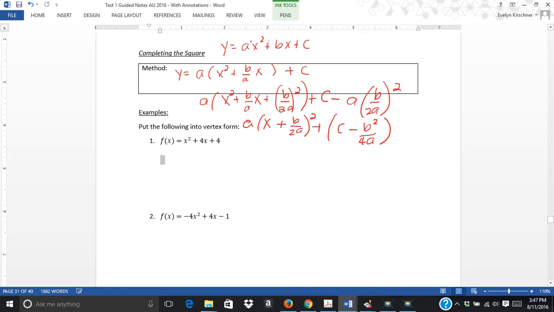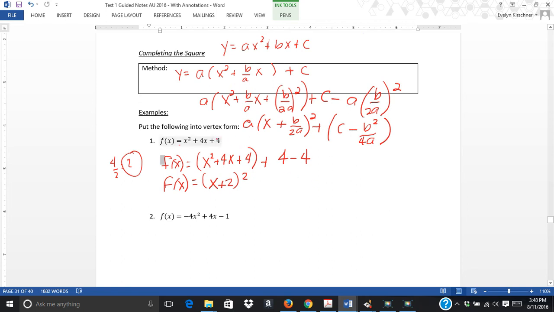Now if a was 1, like in this case a is 1, I'm going to take half of the b. So I have f of x is x squared plus 4x. Half of 4 is 2. I'm going to square that, so I'm going to add 4 here. Plus I have that 4 from over here, and I'm going to subtract 4. So this becomes x plus 2, quantity squared, plus 0. So here's what we have: f of x equals x plus 2 squared. And if I multiply it out, I will get that.